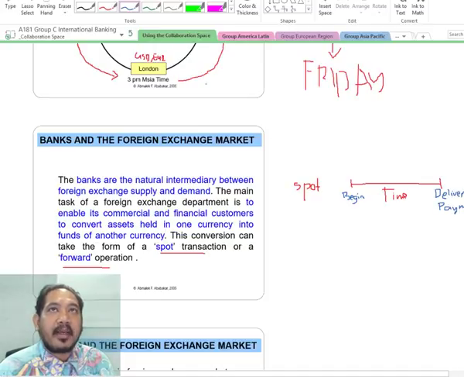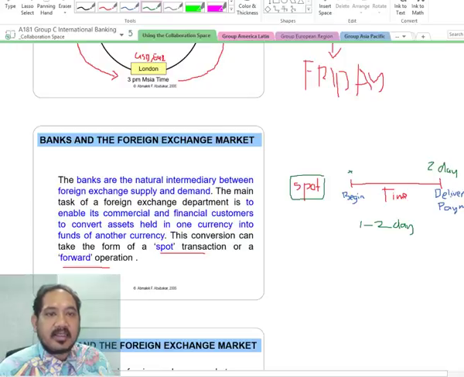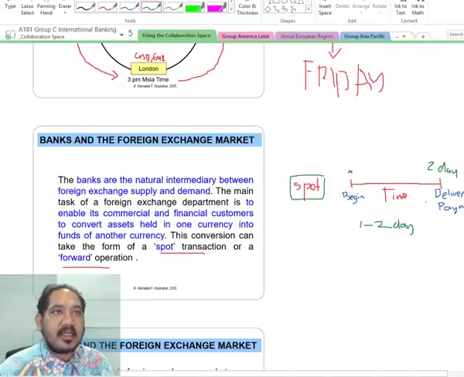So for a spot market, usually the transaction involved here will finish within 1 to 2 days. It means that on the second day, when the transaction is executed, the bank that is involved with this transaction will ensure that the payment for the currency being bought is delivered to the seller. So that is what we call a spot transaction.